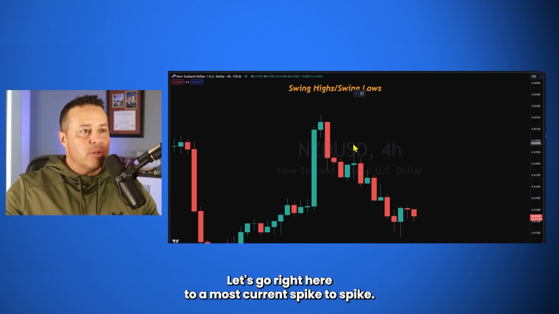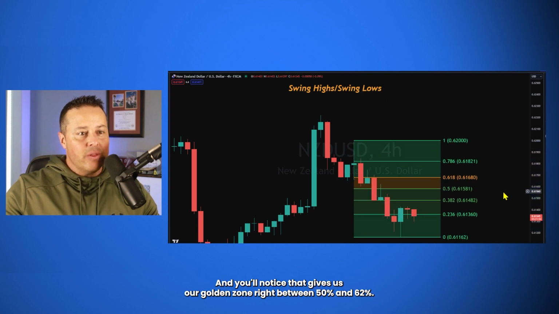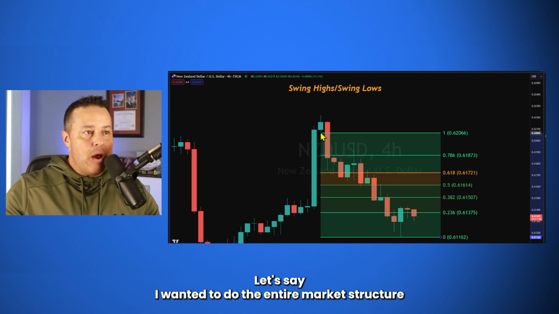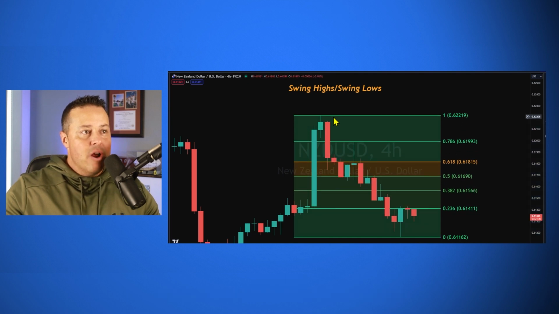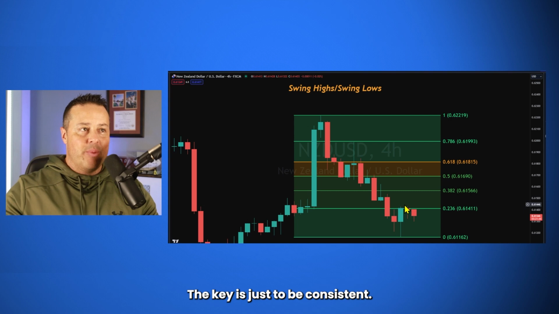Let's go right here to a current spike to spike. There's a nice swing high and there's a nice swing low, and you'll notice that gives us our golden zone right between 50 and 62%. Let's say I wanted to do the entire market structure, right from this upper extreme to this lower extreme. I can certainly do that as well. The key is just to be consistent.